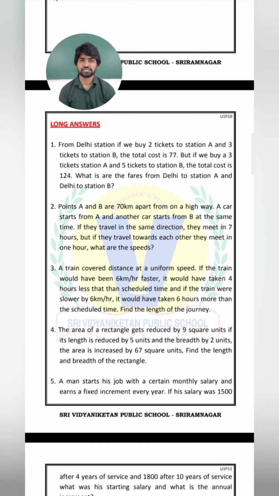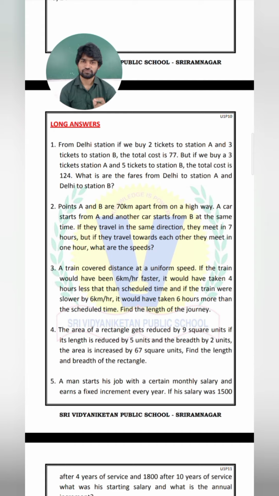See, the first question says, from Delhi station, if we buy 2 tickets to station A and 3 tickets to station B, there is a comma here. So here you have to stop your reading. I got some data here. If we buy 2 tickets to station A and 3 tickets to station B, now we don't know the cost of a ticket to station A and station B. Now assume, let the cost of a ticket to station A be x rupees.